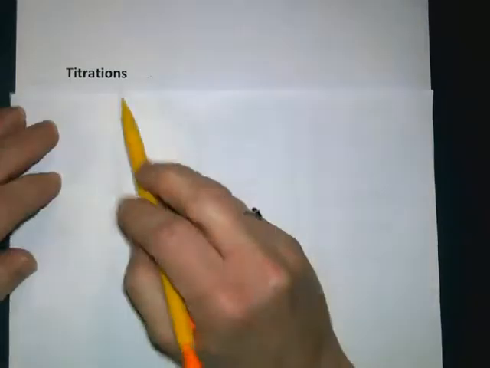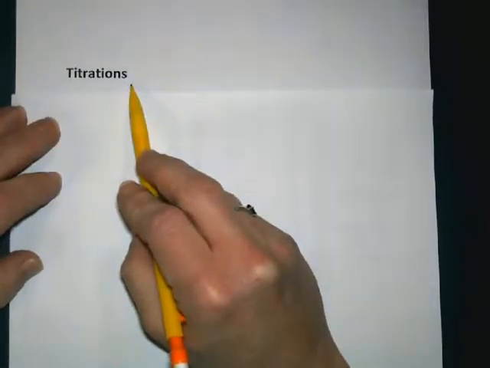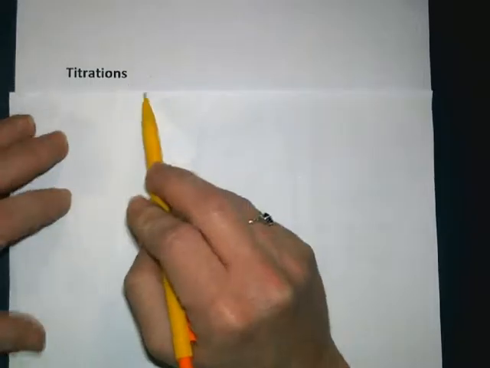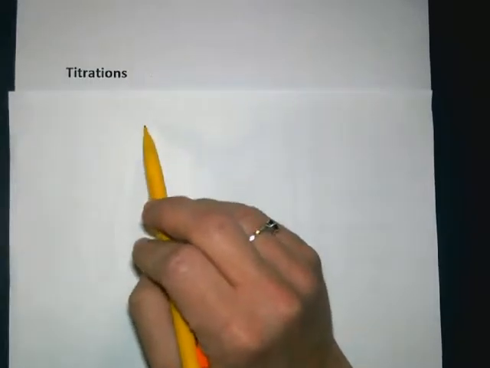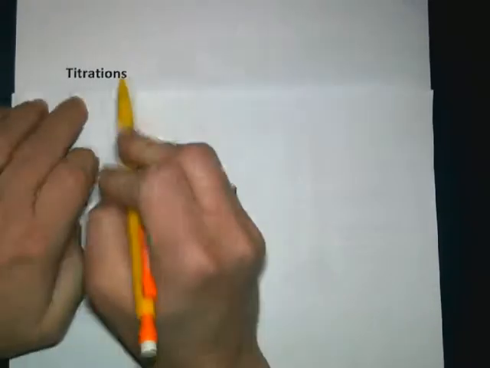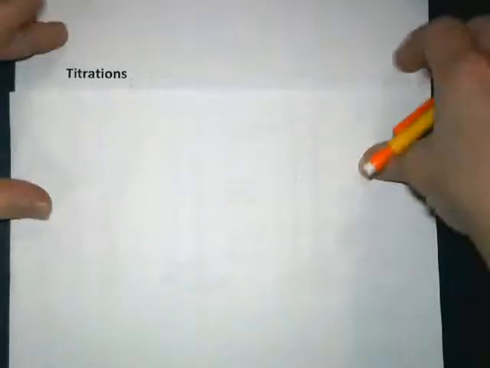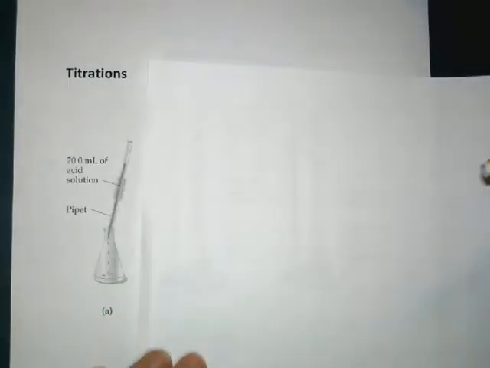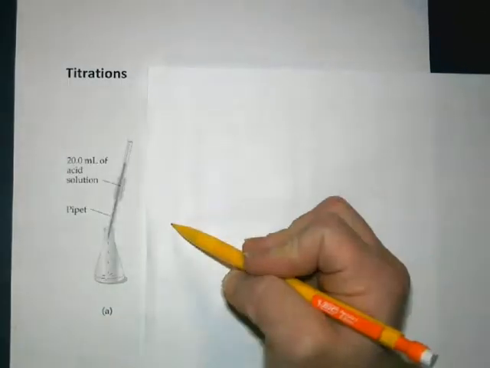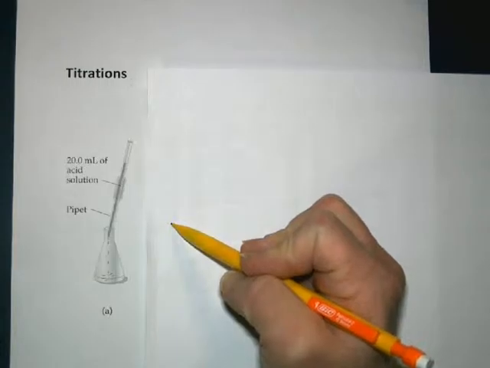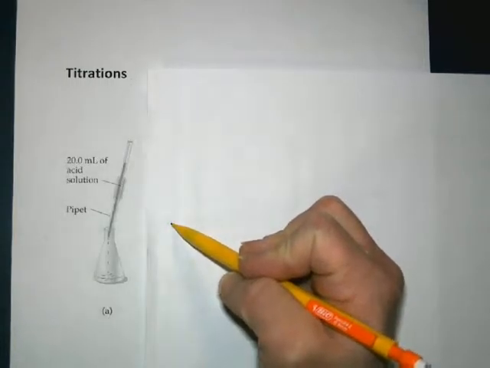Hello students. This is a brief reminder about how a titration is set up and works, specifically pertaining to acid-base neutralization reactions in Chapter 4 of Zumdahl. A titration is a volumetric analysis. Volumetric because the amounts that we will be documenting, the data that we are collecting, are volume measurements.